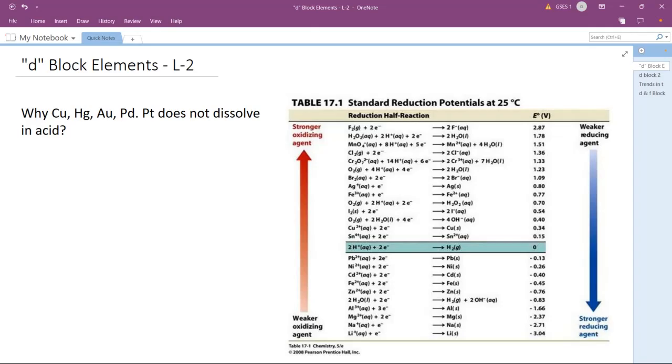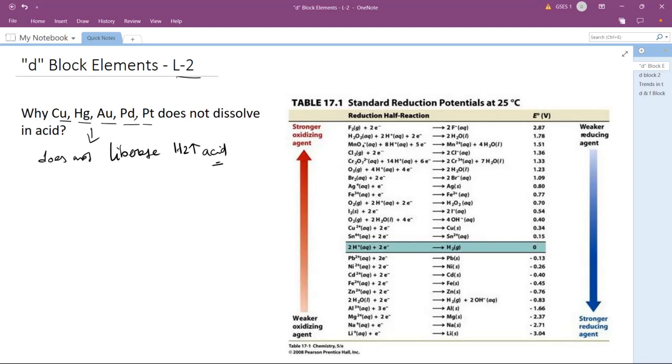D block elements part 2. Let us start with this question. Why do copper, mercury, gold, palladium, and platinum not dissolve in acid? The same question can be asked as: why do these elements not liberate H2 from acids, right?